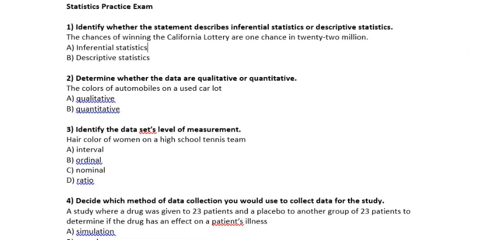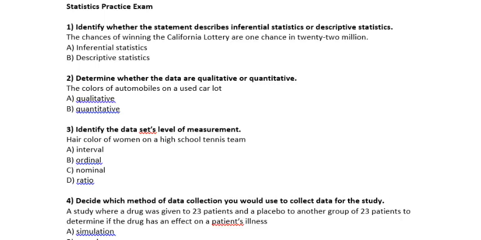Let's take a look at question number 2. Determine whether the data is qualitative or quantitative. Well, quantitative data means data that is based on a number. There are 10 people in the room. It is 75 degrees outside.